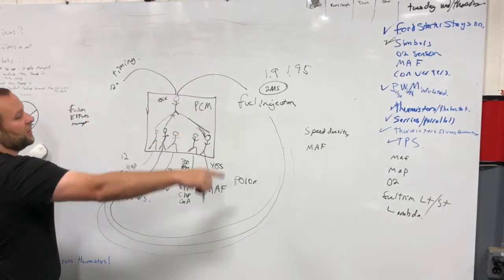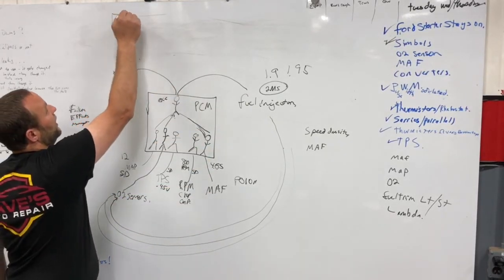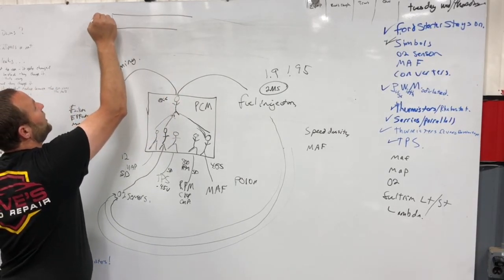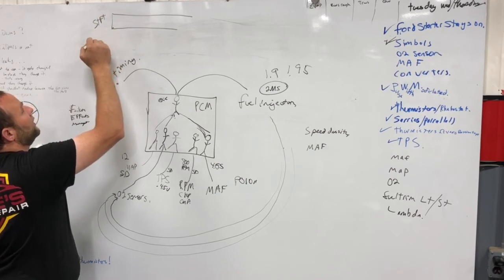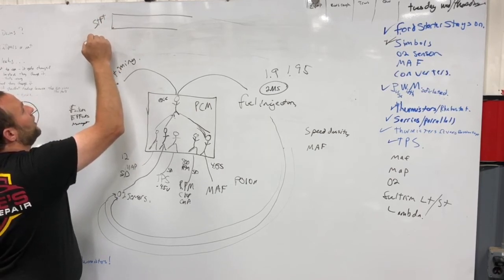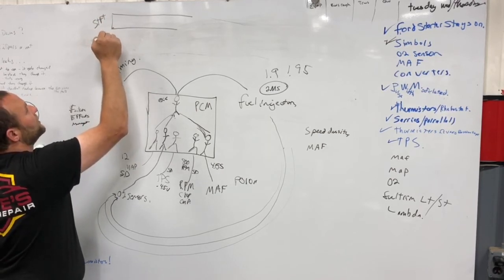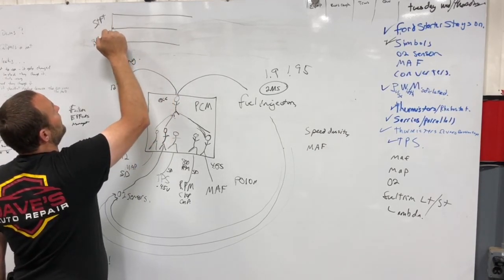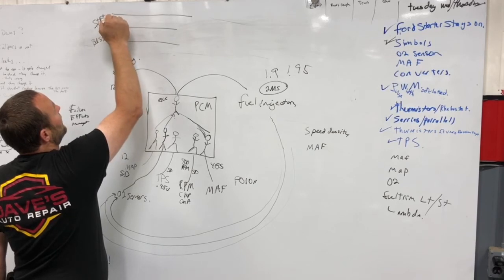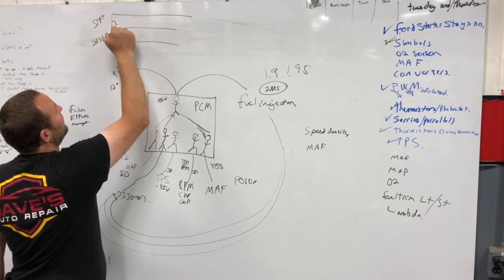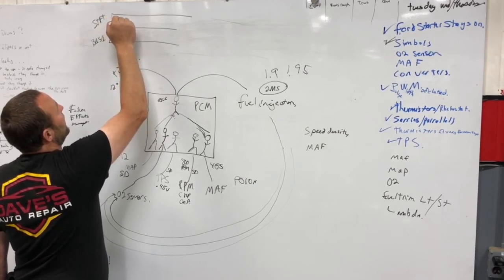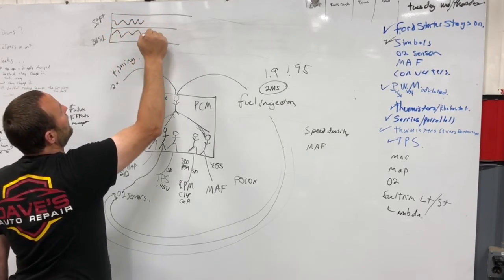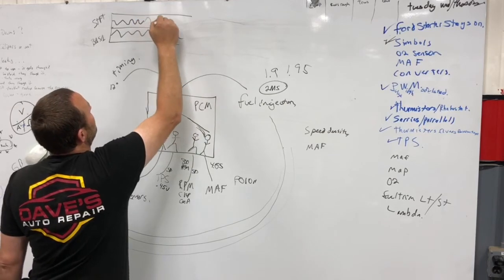Because this closed loop right here on a scan tool looks like ST, FT, and B1, S1, bank 1, sensor 1. So it goes up, this guy goes down a little bit, this goes down. This guy goes up, just like that. Make sense?